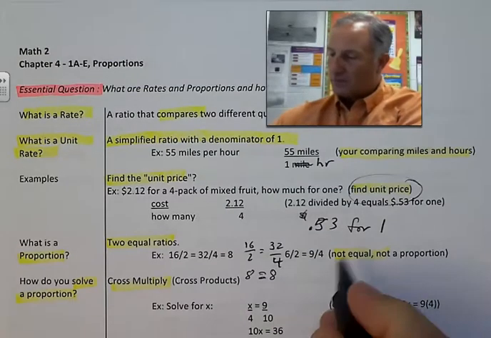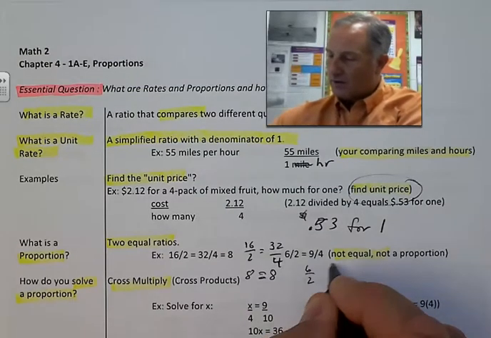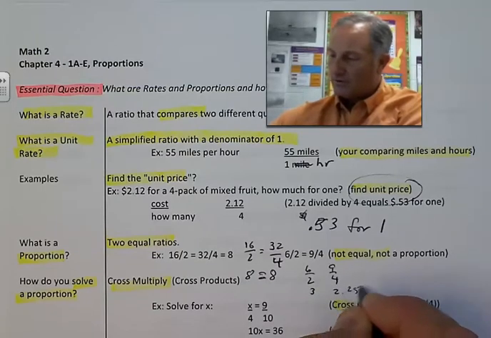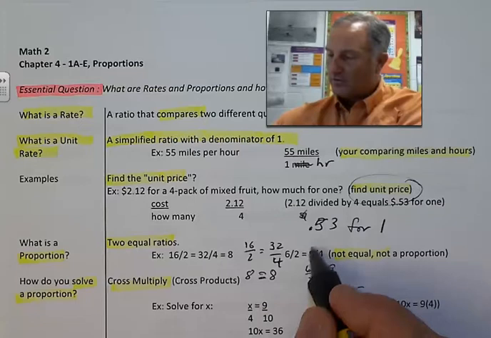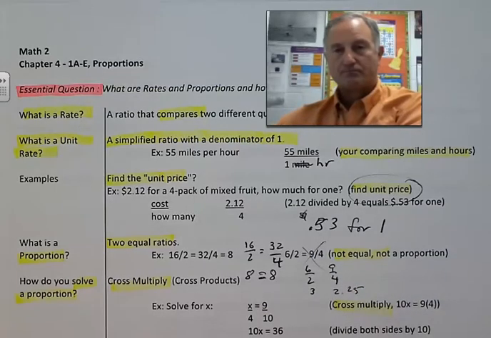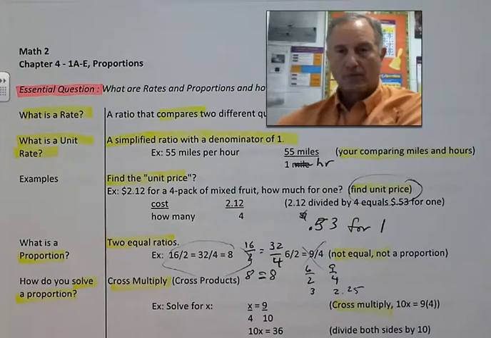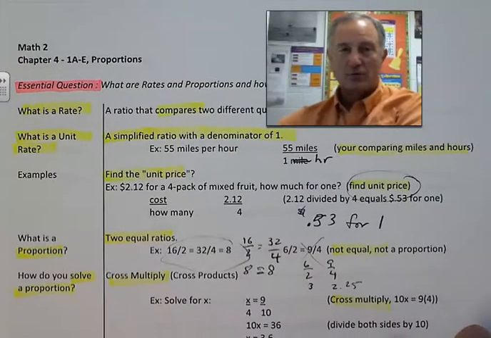What about 6 over 2 and 9 over 4? Well, that simplifies to 3. That's like 2.25, not equal. So this is not a proportion right here. This one is. It was equal. How do we show it? This you're probably more familiar with.